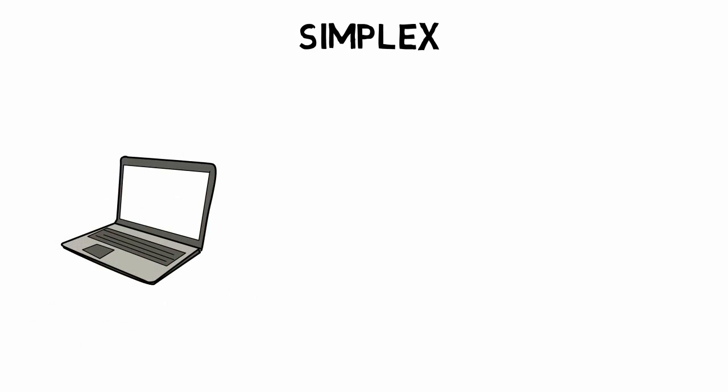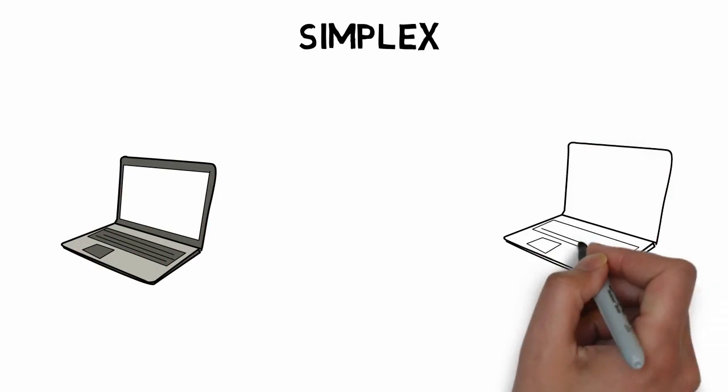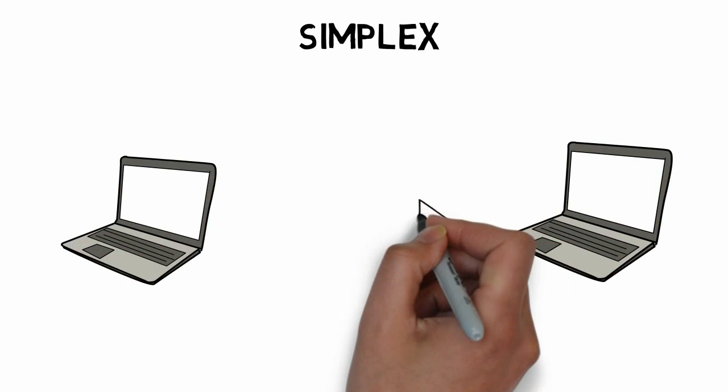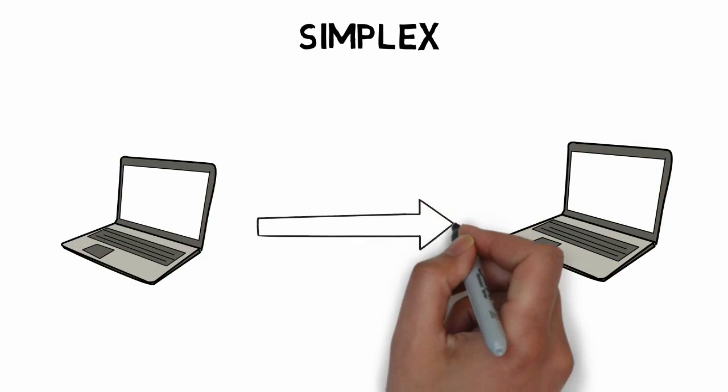The first one is simplex. In this one, there's a transmitter and a receiver. But the data communication goes through only a single channel and it's unidirectional.